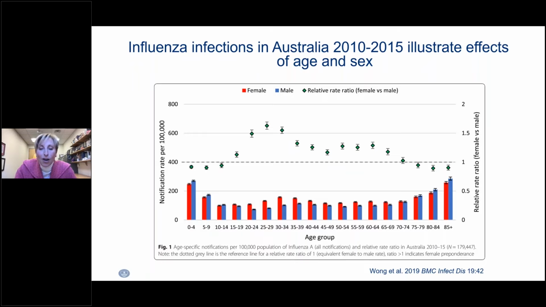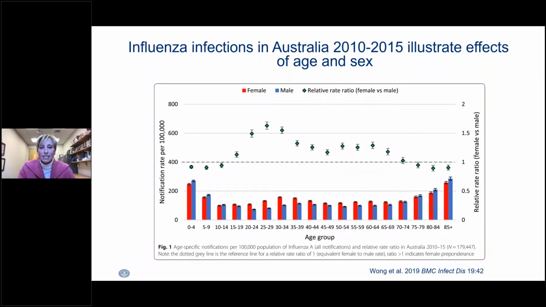Most of us stay home, we don't seek care. But if you are sick enough to seek care and be confirmed to have influenza, I think we could use that as a marker of severity of disease. So that's what this is referring to when it says notification: individuals who are sick enough to go to the hospital in Australia to be confirmed to have influenza.